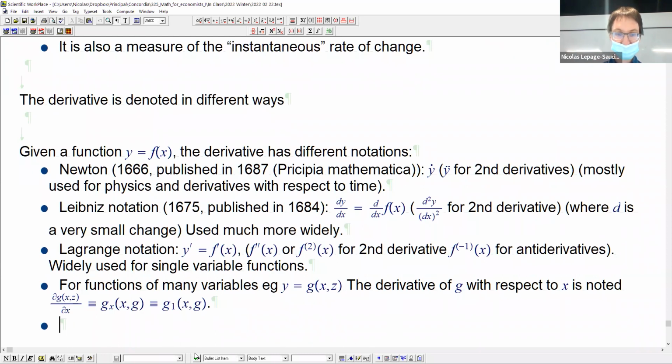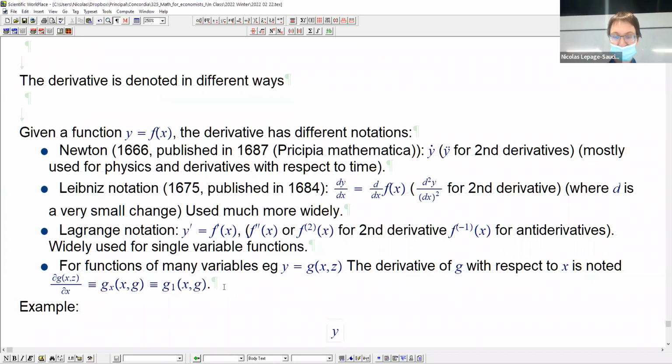Example. So imagine I have y equals f of x equals, let's have a nice polynomial expression, plus 2x plus 11.